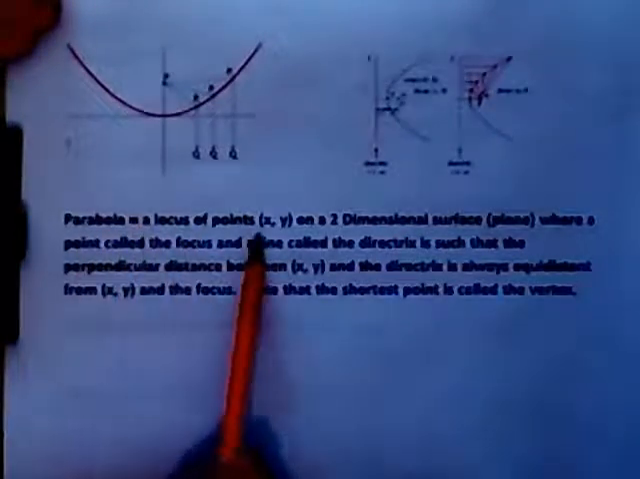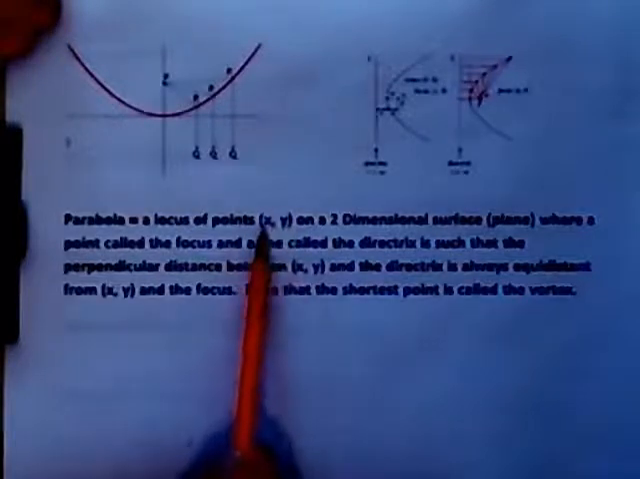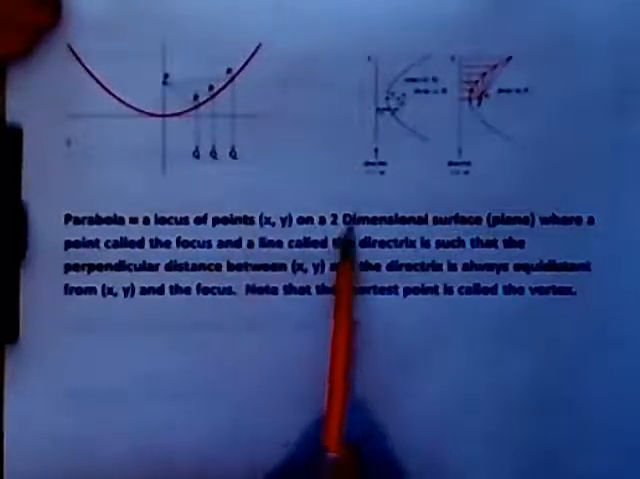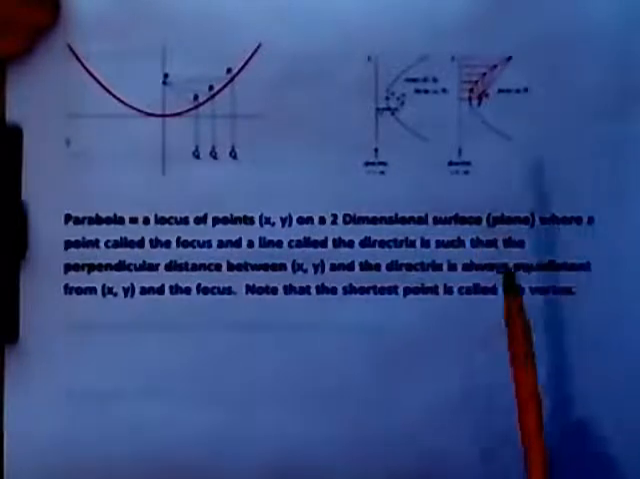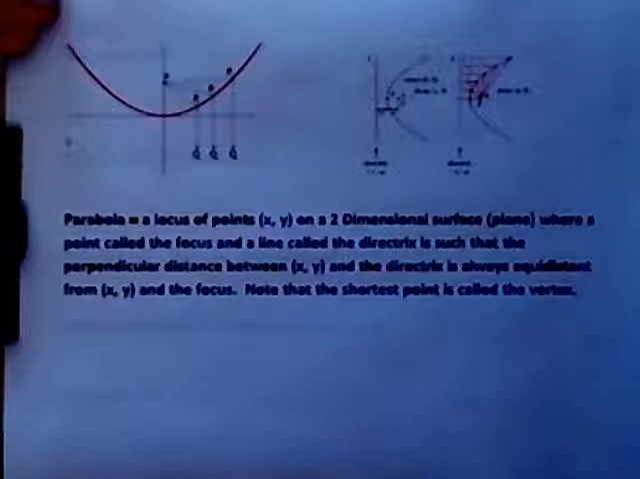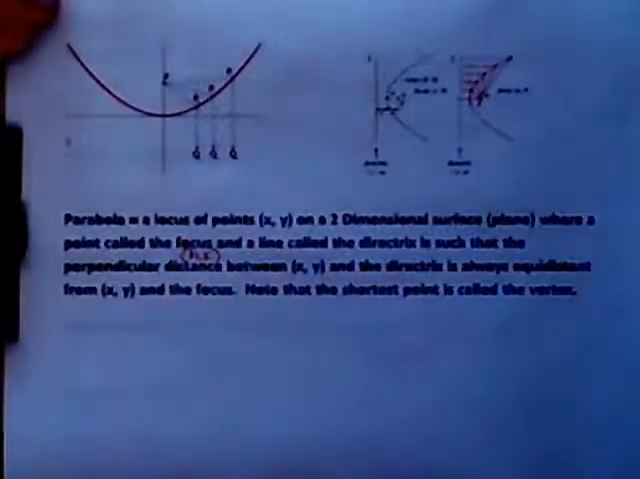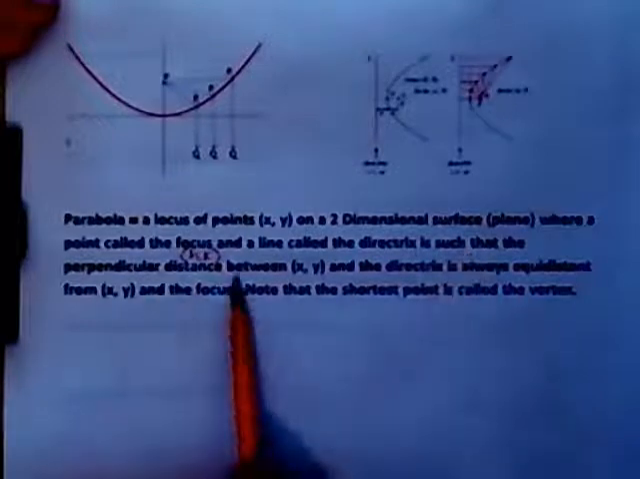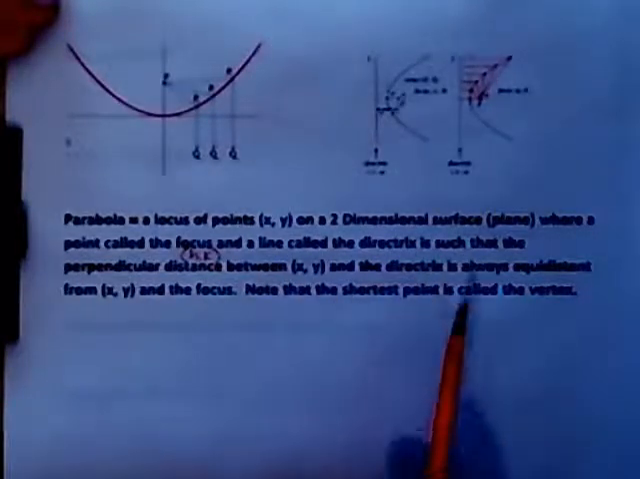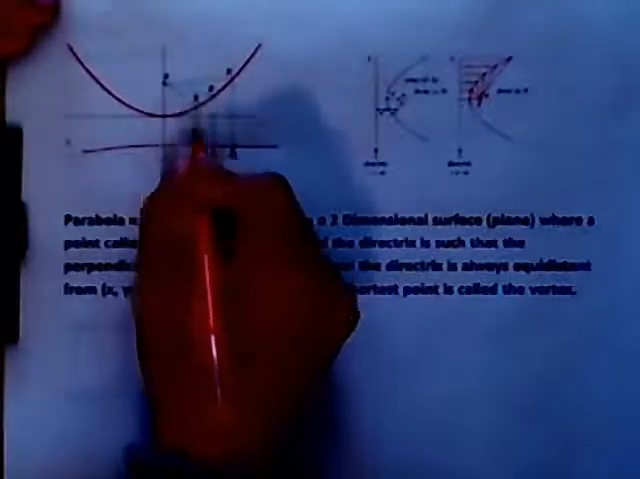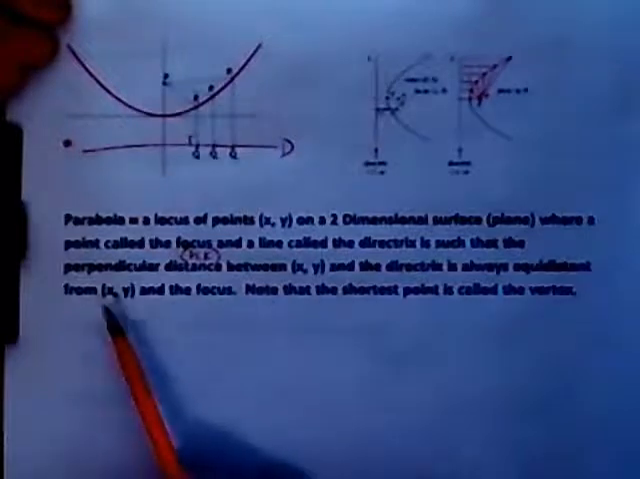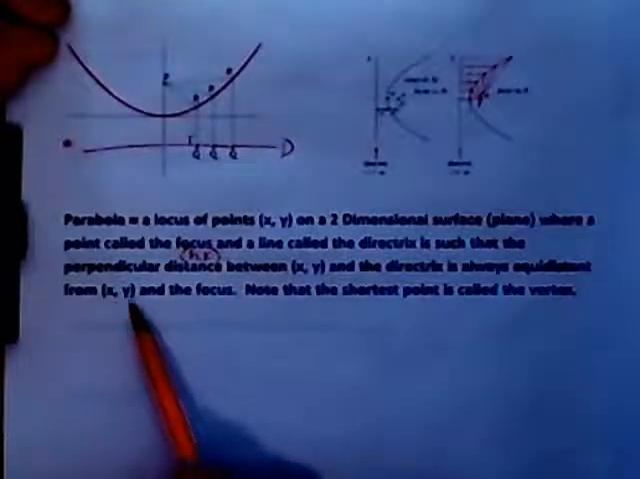A parabola is defined as a locus of points, an infinite set of points actually, calling that point xy on a two-dimensional surface. We call that a plane. By the way, it's my definition, pretty close to other books' definition, where a point called a focus, the focus is h comma k, so I'm going to put h comma k right there, and a line called the directrix is such that the perpendicular distance between x and y and the directrix, so when you have a line like this, it's always perpendicular to the directrix right over here. We call that the D, not the L, is equal in distance from xy and the focal point.